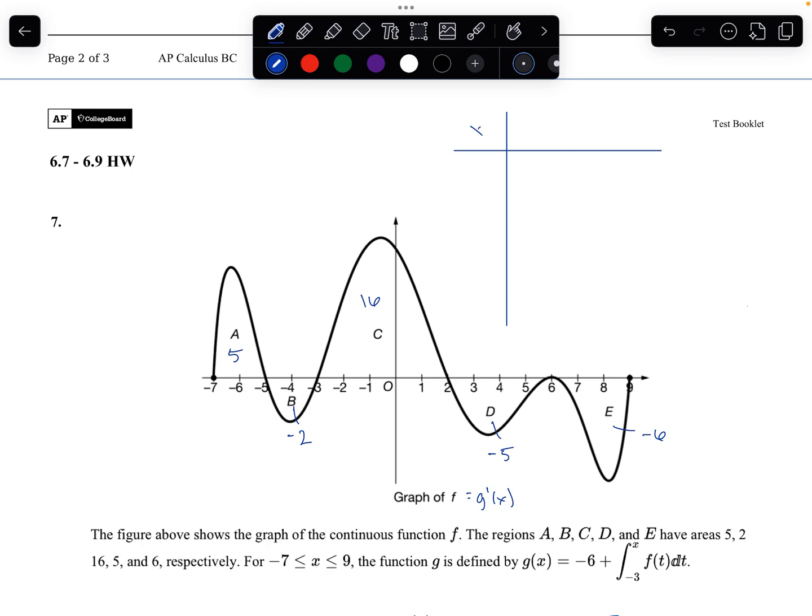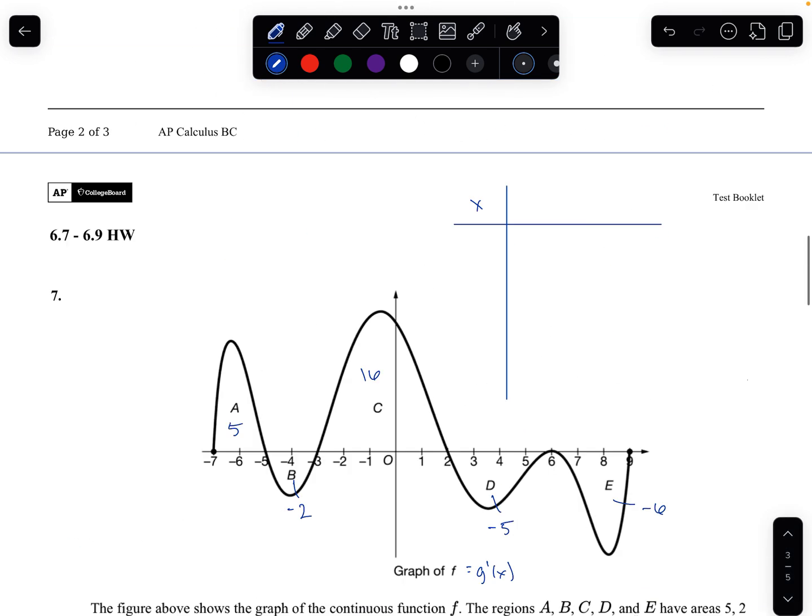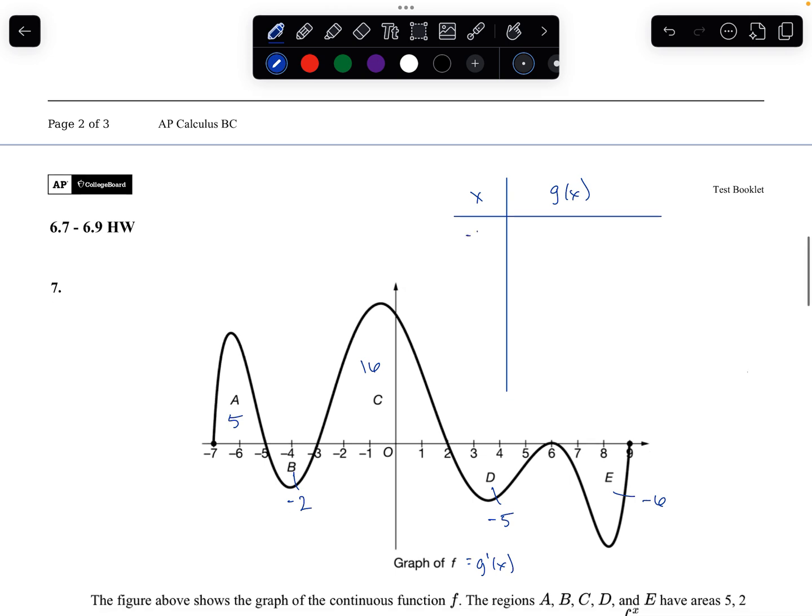So we're going to have x values, and we're going to put these into g of x, because we're trying to find the maximum value of g. So we've got -7, -5, -3, 2, 6, and 9. I don't think they gave us enough critical points. Gosh dang it. Okay, that's fine.